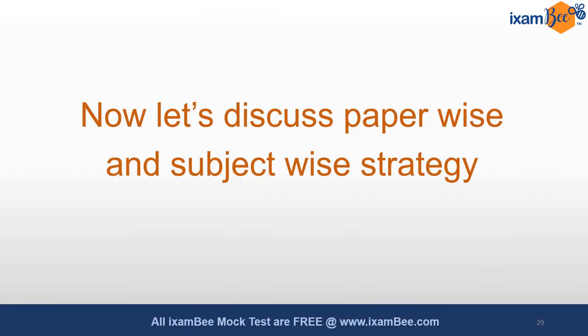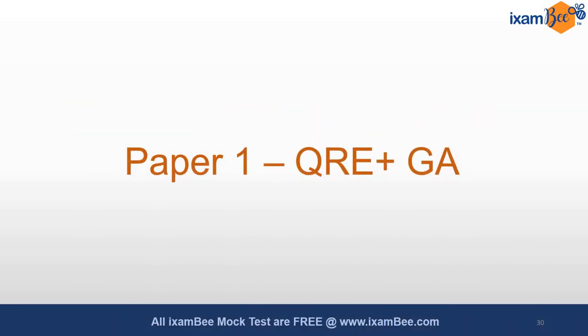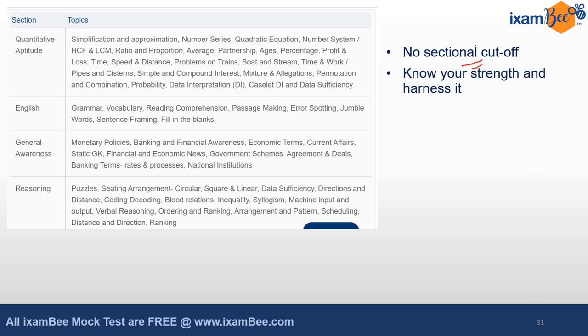Now let's discuss paper-wise and subject-wise strategy for your ground zero. Paper 1 is QRA and general awareness, and in this, what shall be your strategy? So these are the topics. General awareness, as I said, you can't actually define a syllabus here. There is no sectional cutoff, so wherever you are strong, if you are strong in quant, get more score there. Know your strength and utilize it, because here you shall save your time.